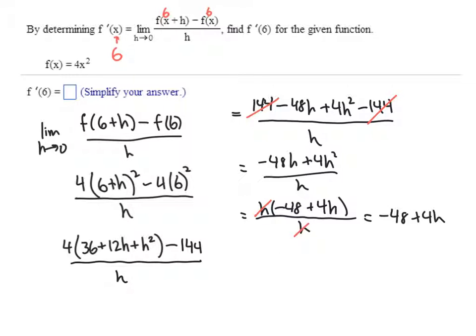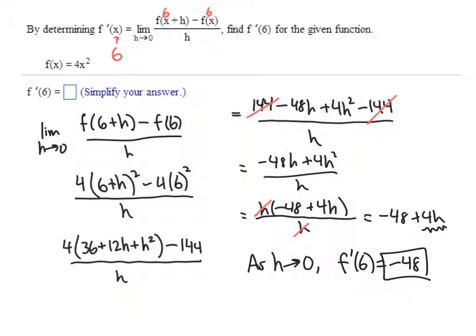So remember, we didn't really pay any attention to this limit thing until now. So now is when we're going to think about what that limit is. So as h goes to 0, this 4h, 4 times 0 is 0, we get that f prime of 6 is just going to be 48. And that's our answer.